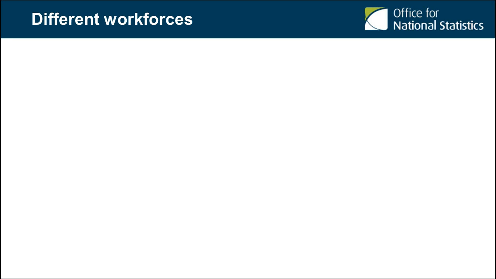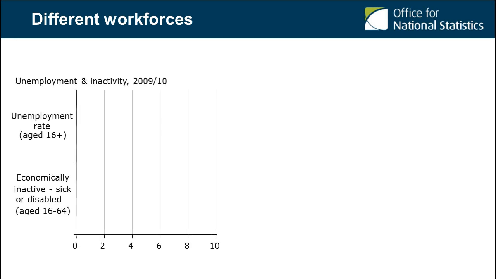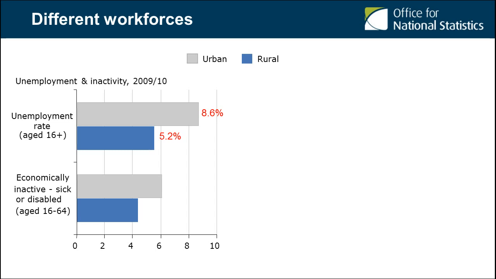the labour market. Looking firstly at those who are unemployed from the Labour Force survey, the unemployment rate for people aged 16 or over in urban areas is 8.6%. The rural rate, at 5.2%, is much lower. People aged 16 to 64 in rural areas are less likely to be economically inactive too. For example, here's a comparison of those who are inactive because they are sick or disabled.